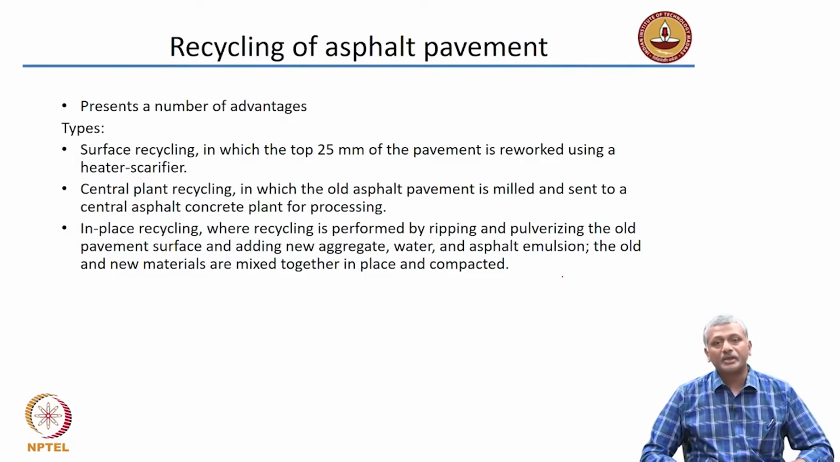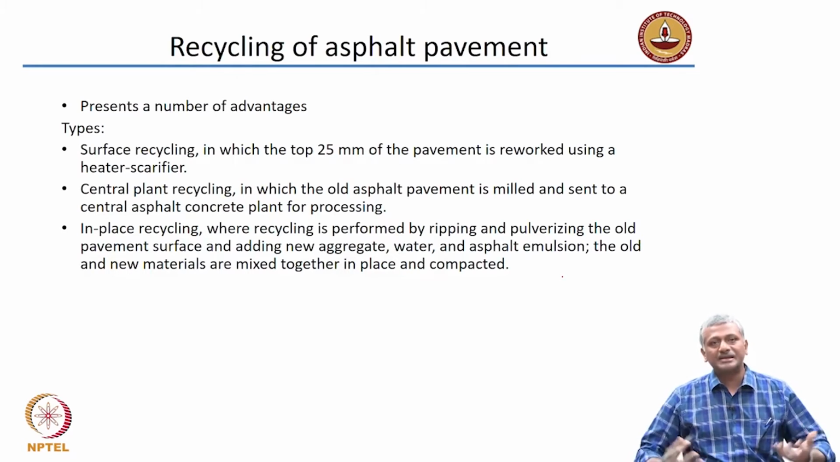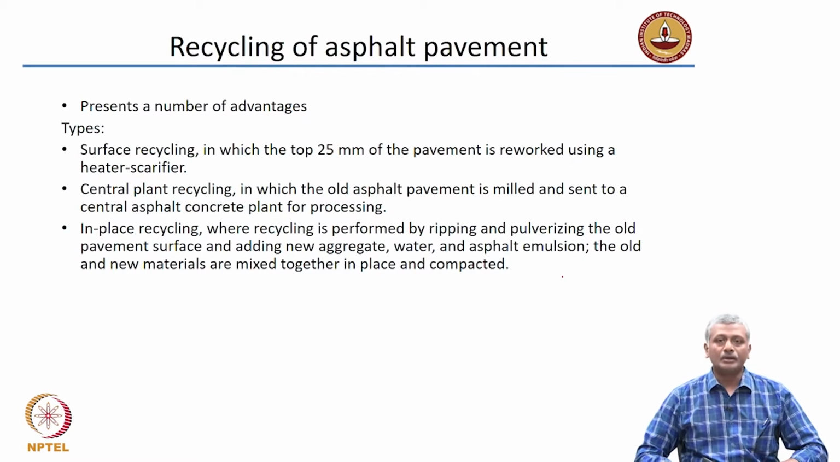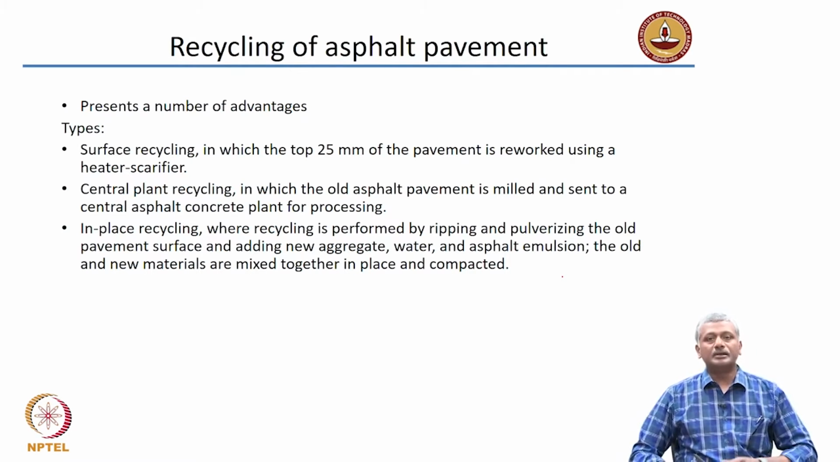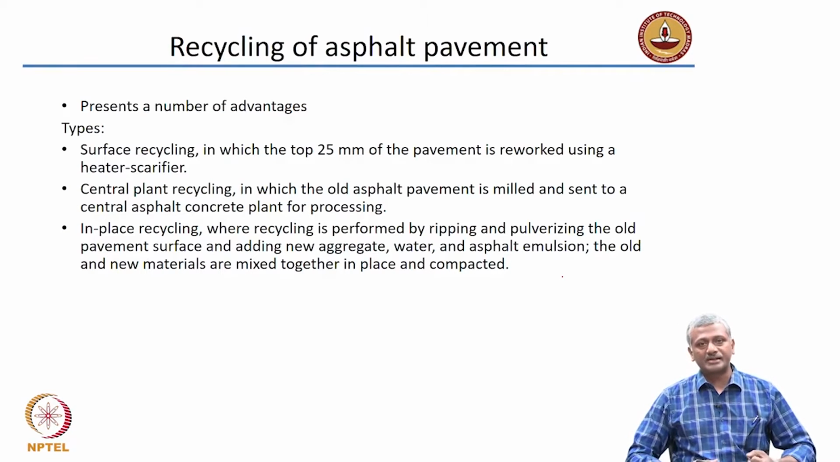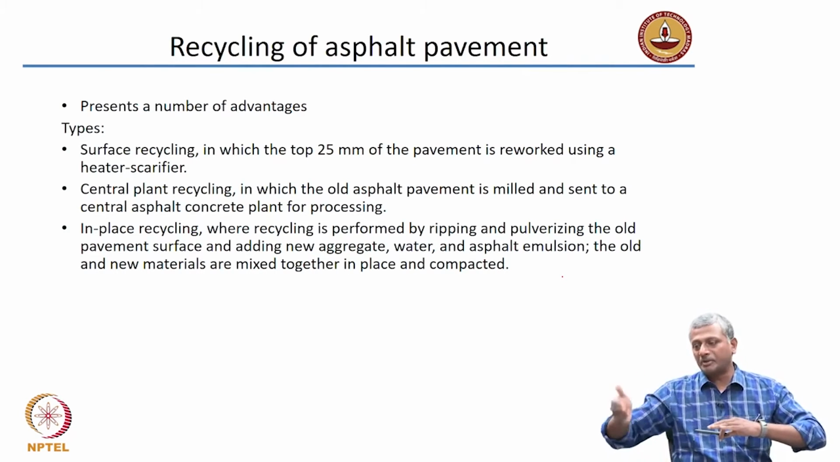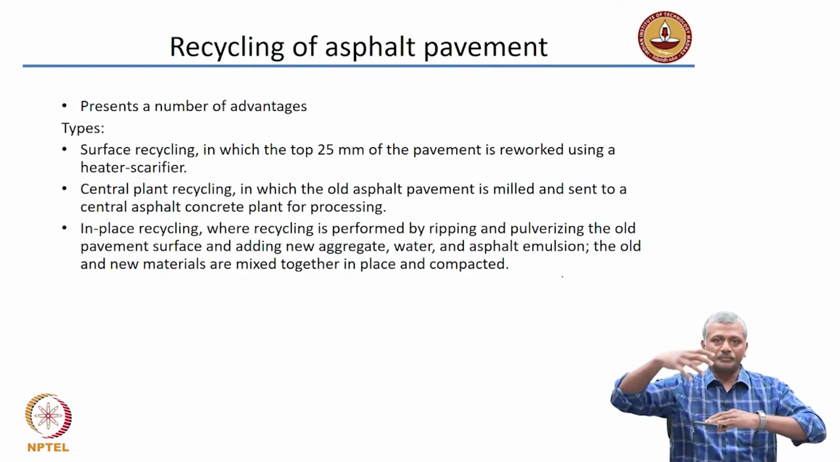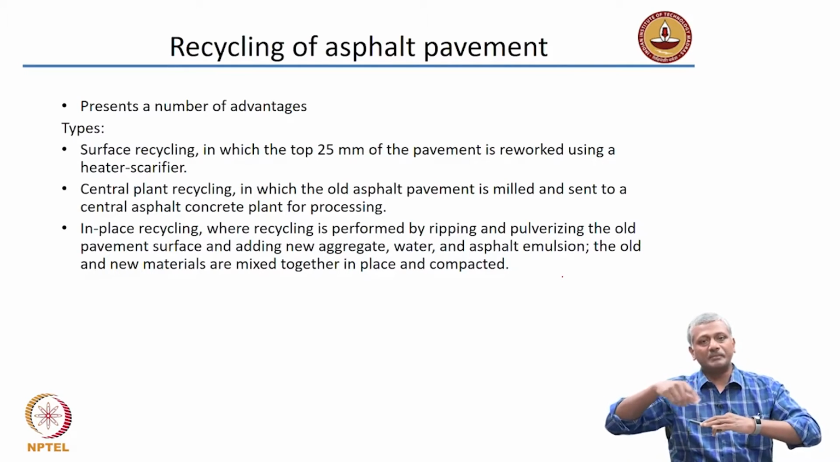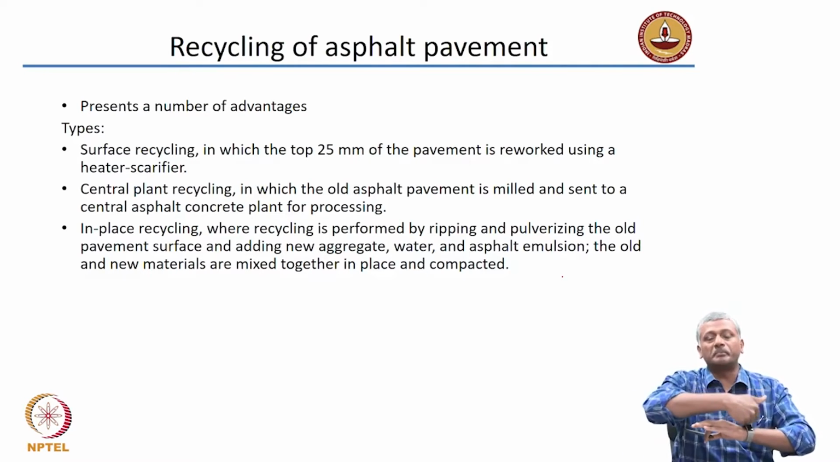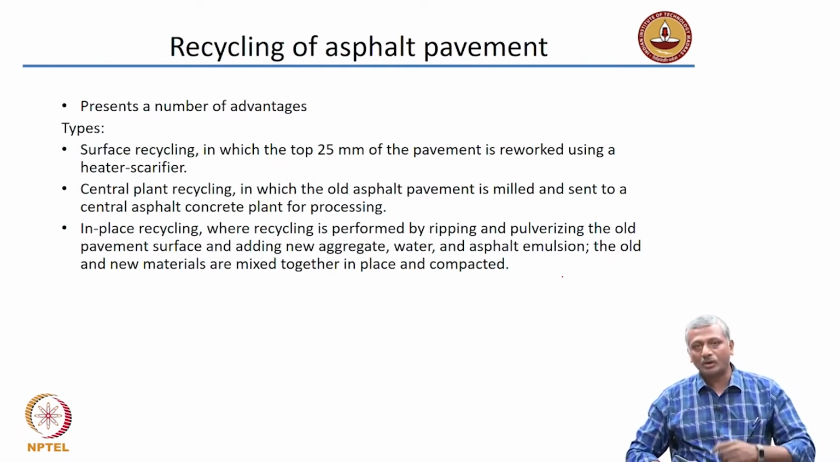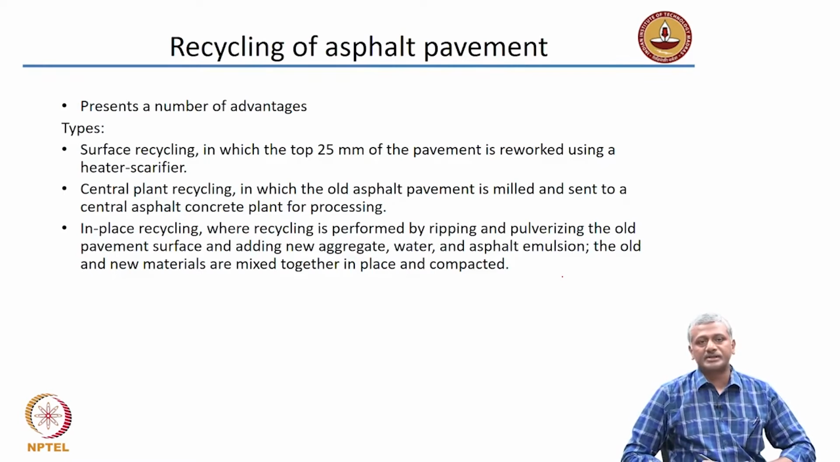One is called surface recycling. So, here we just take the top 25 millimeters of the pavement surface and rework it using a heating system as well as a scarifying system. You can also take the material to a central plant and then grind the old asphalt pavement to a smaller size and then remix it to make the new asphalt pavement. Okay. In place recycling can also be done. That means in situ can be done, where recycling is done by using a machine that is ripping the pavement and then putting the material back into a hopper where there are facilities for heating and mixing, and then the back of the truck basically is connected to a paver which can relay the new surface of the pavement. So, again all this equipment is actually available to do this kind of work.